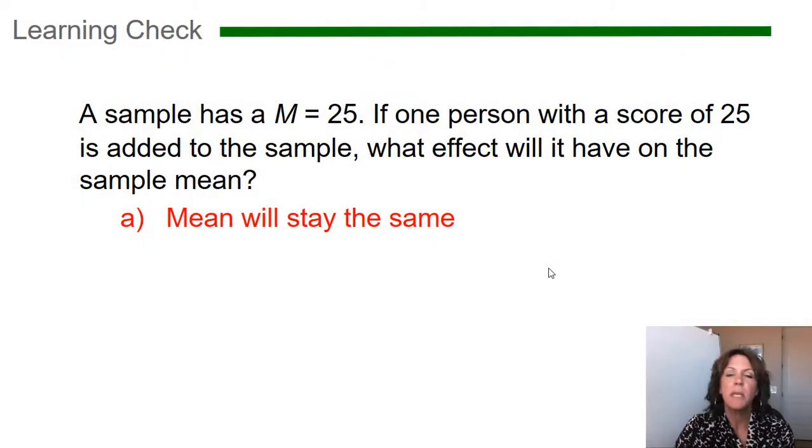And the answer is the mean would stay the same. Think of it as every person has a mean of 25. So if you add one more person with a mean of 25, it doesn't change that mean at all. The mean stays the same. If you add a score that's equal to the mean, it will stay the same.